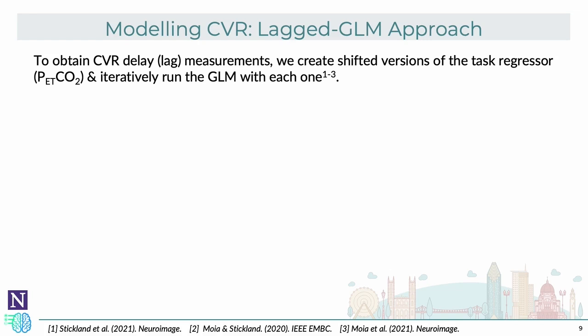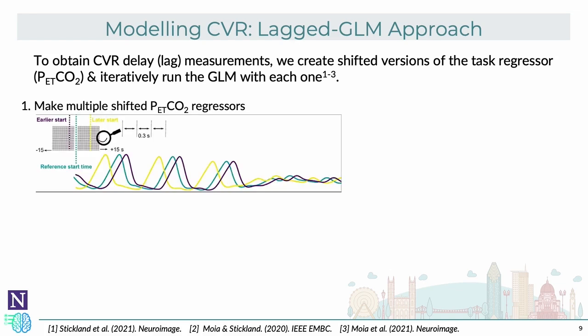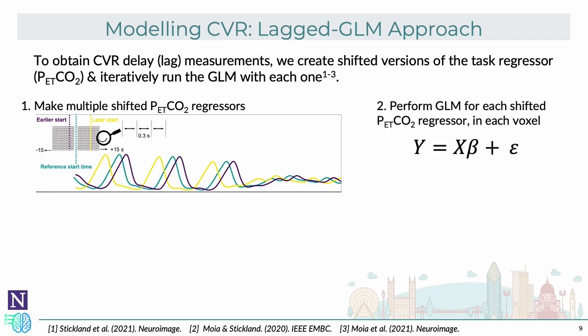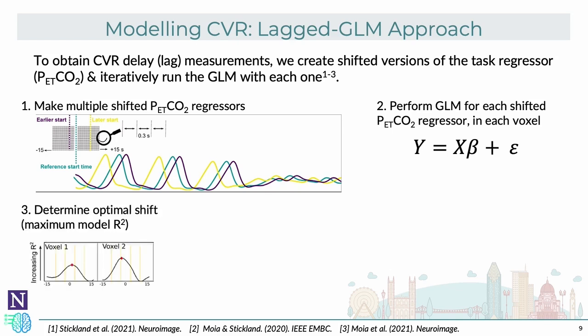So first, we make multiple shifted versions of the end-tidal CO2 trace. And then we perform the GLM for each shifted version of this regressor in each voxel of the brain. Then for each voxel, we find the shift that best explains the BOLD signal by giving the maximum full model R squared. And this shift in seconds represents the CVR delay. So we can make CVR delay maps based on these optimal shifts, as shown in this figure.